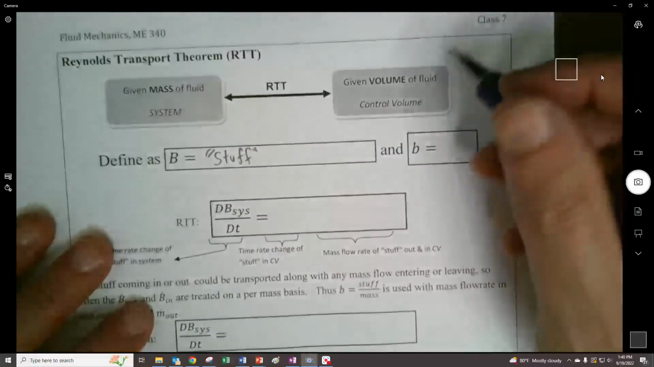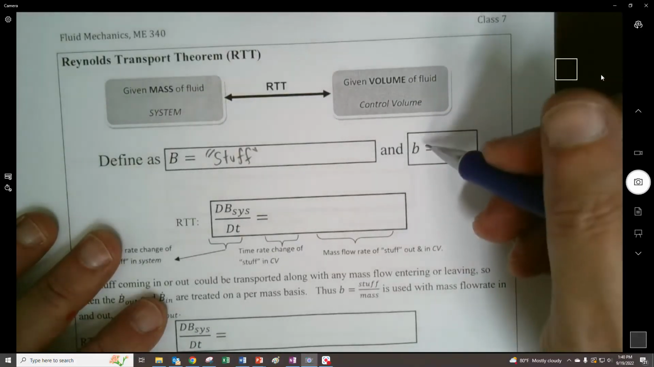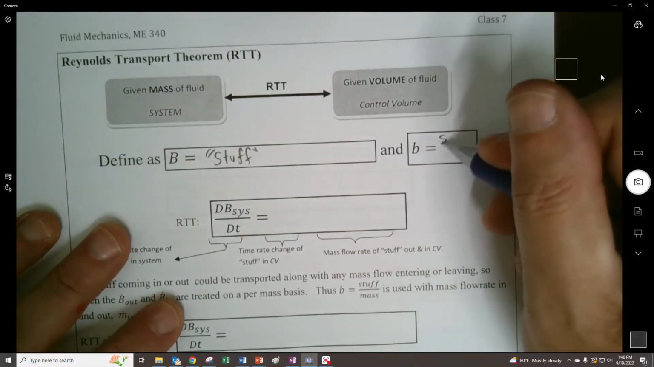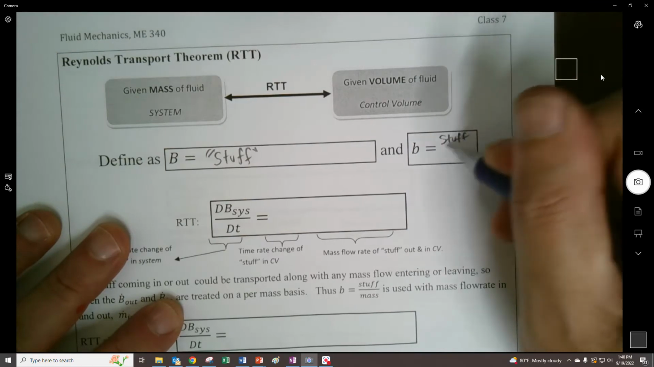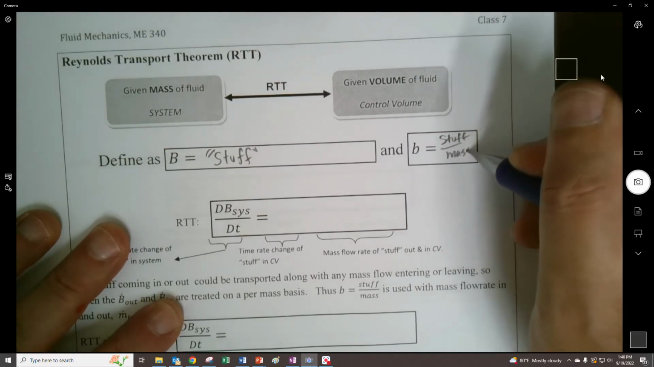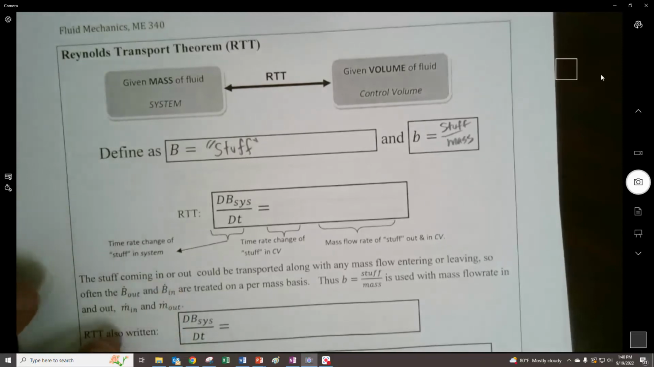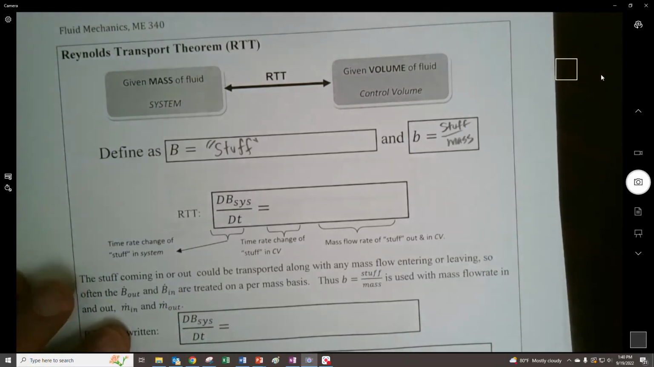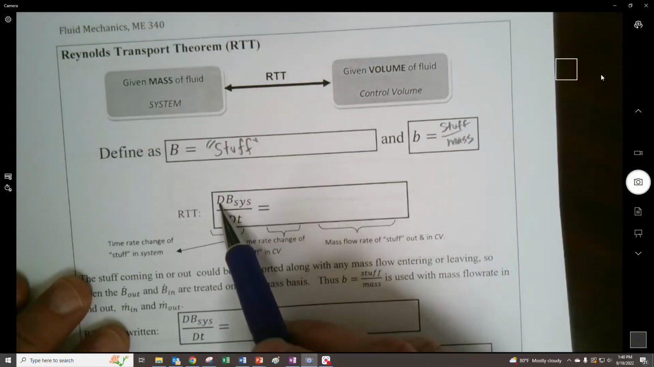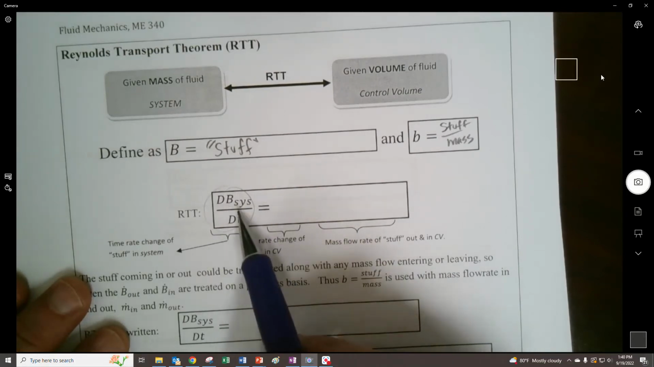But sometimes we want to do stuff on a per mass basis, very common. So we'll go stuff divided by mass, because it's the mass that is the thing that's transporting stuff. It is the transport in Reynolds transport theorem. So if we're going to take this system description right here and find out how it's changing with time.